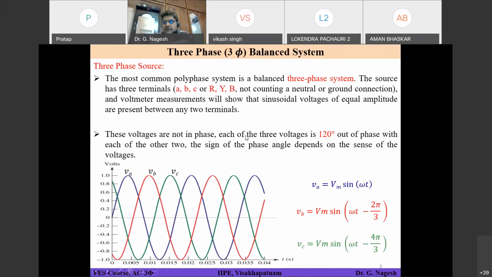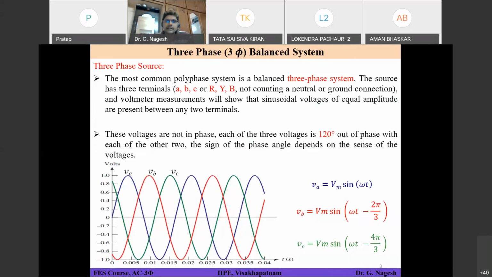Single phase system we have already seen, right? So what is the RMS value for single phase voltage? Vm by root 2.